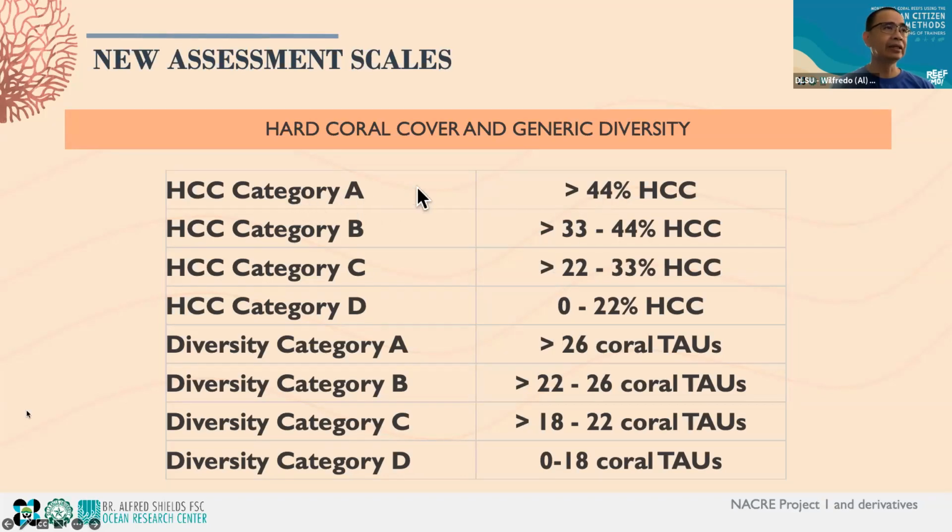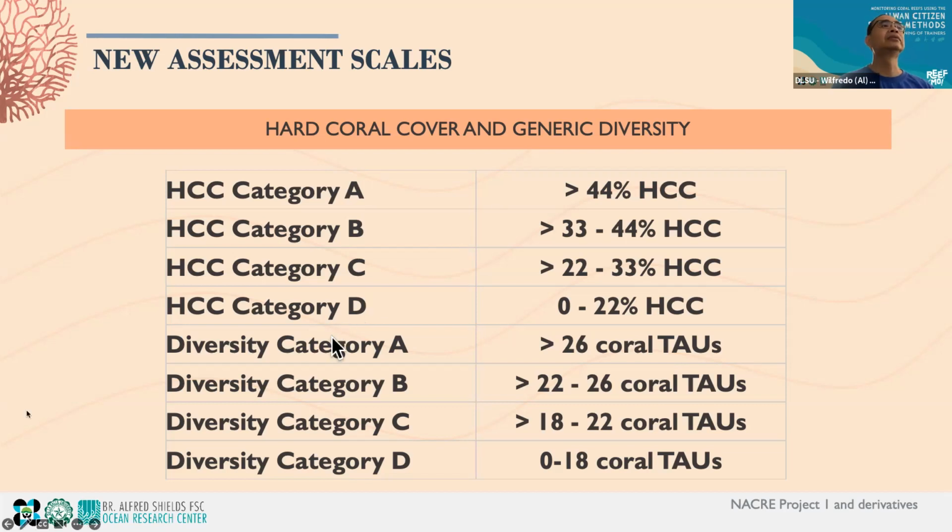Category A, the richest, is more than 44% hard coral cover. And category D is 0 to 22%. Later, you can ask me if you want to know the relationship between the old scale and the new scale. We can talk about that as the training proceeds or later on in this session.